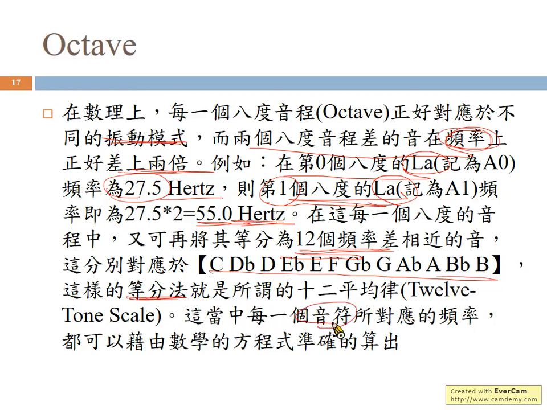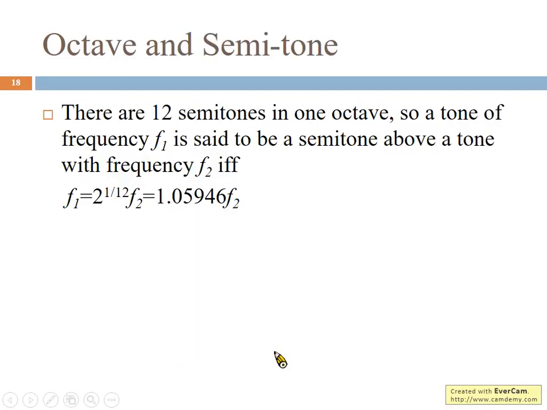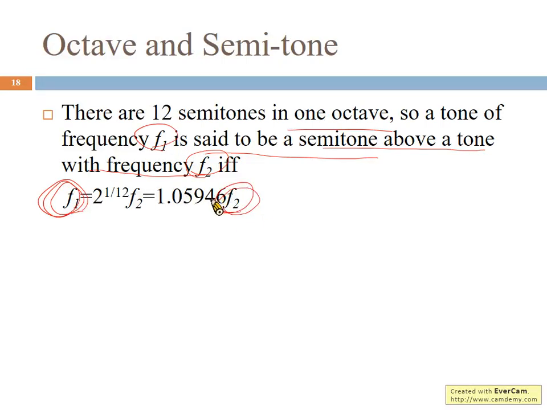And the corresponding frequency of each semitone can be accurately calculated based on a mathematical equation. Like here, there are 12 semitones in one octave. So a tone of frequency F1 is said to be a semitone above a tone with frequency F2 if and only if F1 is equal to F2 multiplied by 2 to the power of 1/12. That is around 1.05946 times F2. If that holds, we can say that the tone with F1 is one semitone above that with F2.